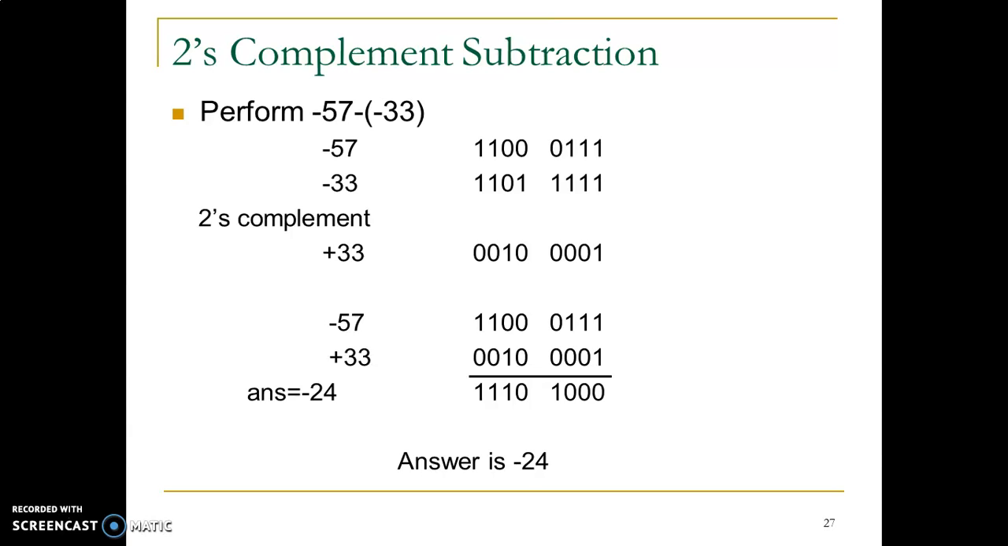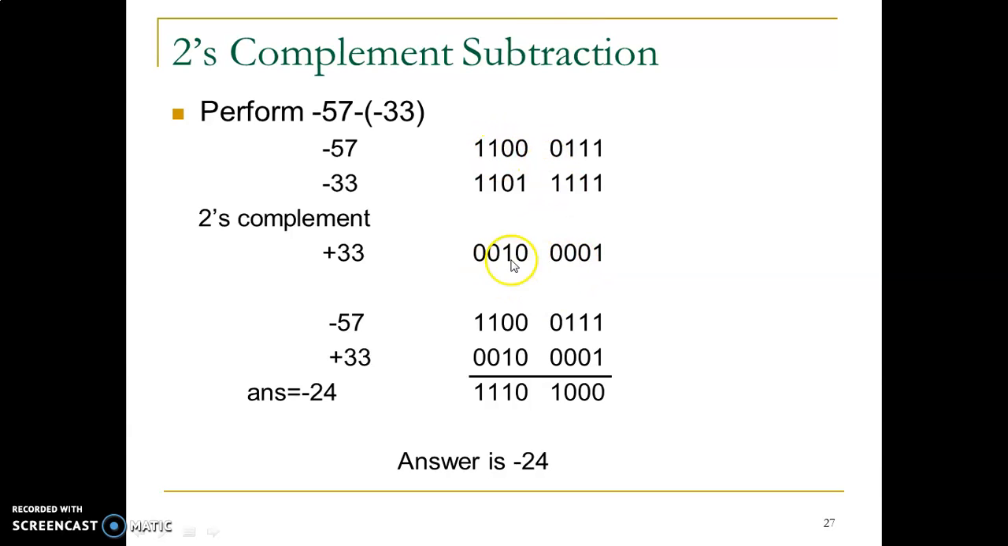Next we are going to consider two negative numbers. The minuend is negative, the subtrahend is also negative here. Since both the numbers are negative, this is written in 2's complement form. This is also written in 2's complement form. Now this has to be subtracted from this. So this is given to a 2's complement circuit. We are going to find the 2's complement of this one. So the 2's complement of this number is this.